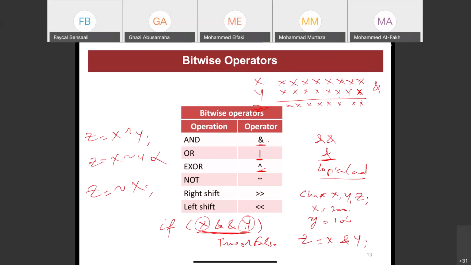And then we have the shift operators. We have the right shift and the left shift, which are similar to the ones that we did in VHDL, in digital. Right? Do you remember? So those are the operators that we use to manipulate bits in C. Those are like the truth tables of the operators. So this explains what I was explaining before as well.